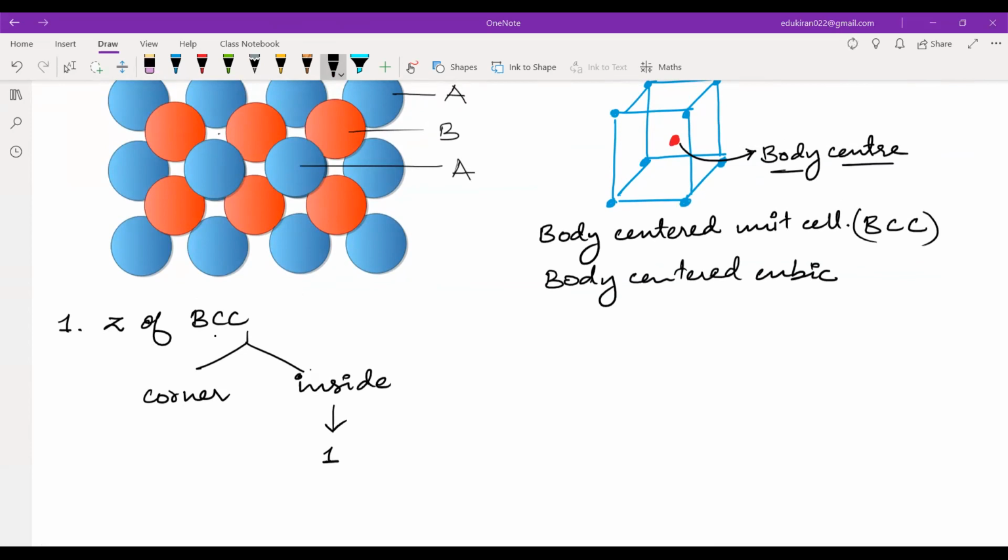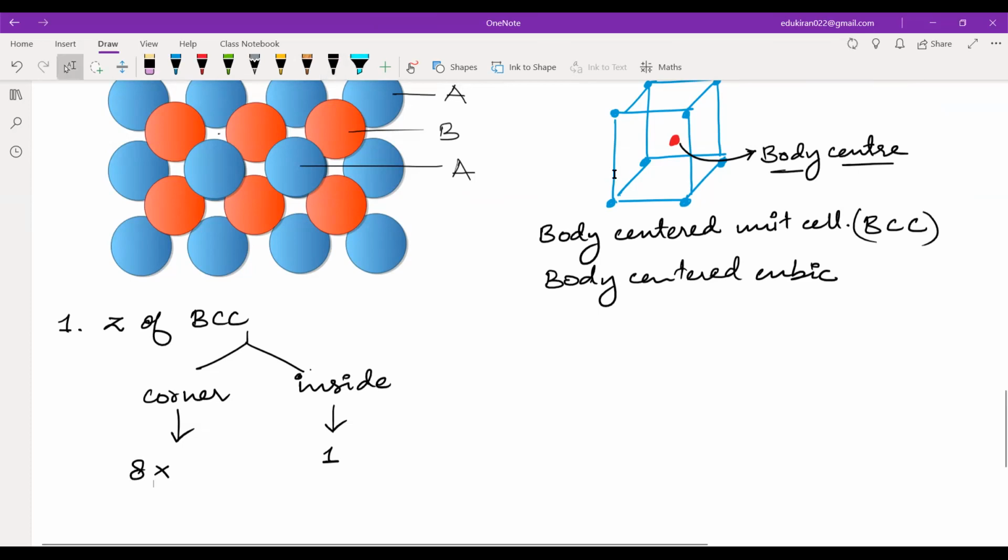How many are in the corner? Tell me. 8. Okay, now Mazia, Minashi, why are you not speaking? I think you can see 8, right? Corner. How many in corner? Tell me. 8. Very good. 8.